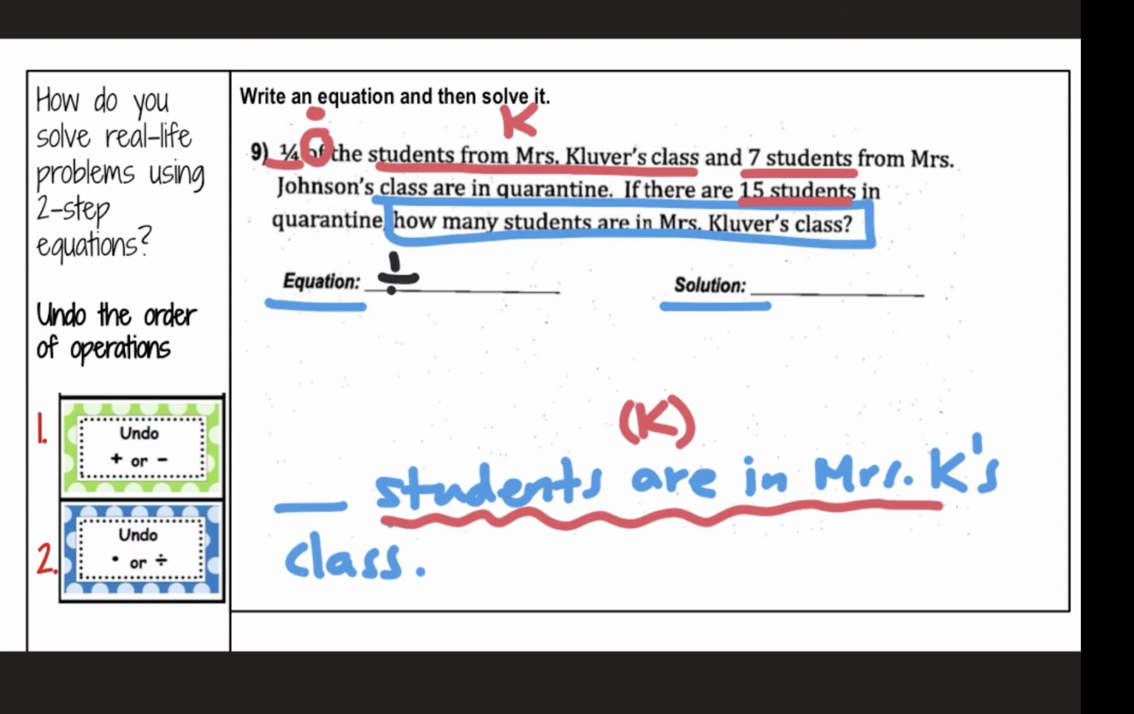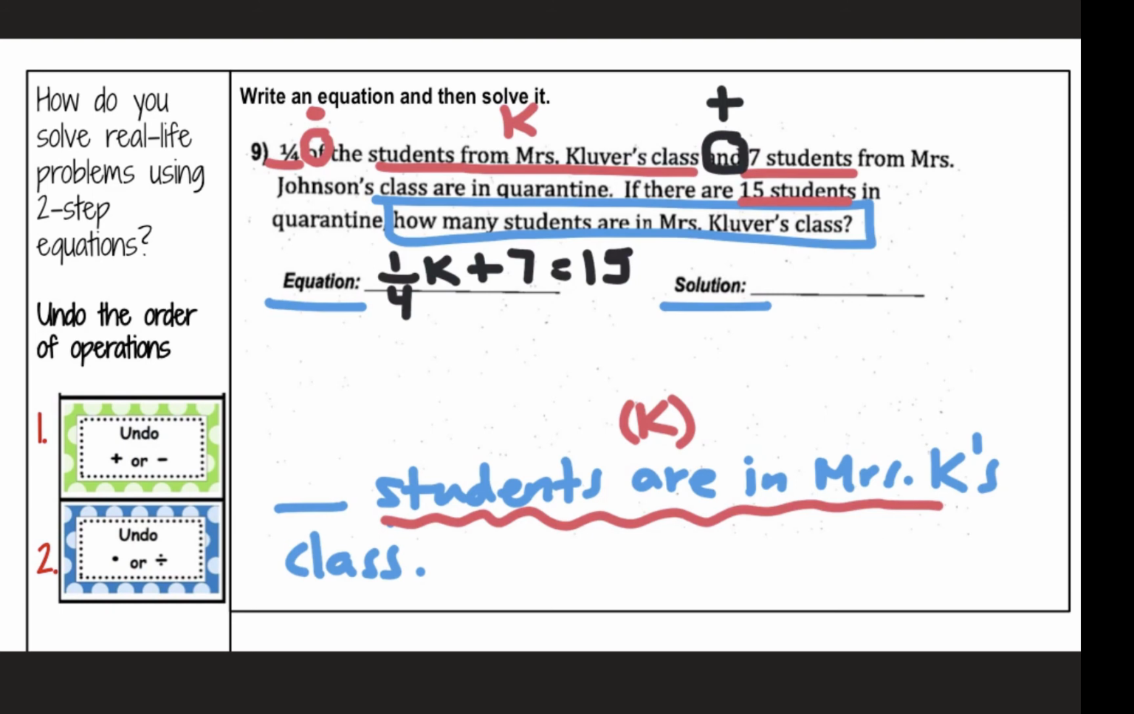1/4 of Mrs. K's students, and, oh, you know what? This right here, now that I'm reading it, it means plus, right? And 7 students from Mrs. Johnson's class are in quarantine, and we know that there are a total of 15 students in quarantine. How many students are in Mrs. Kluver's class? Here's our 2-step equation.